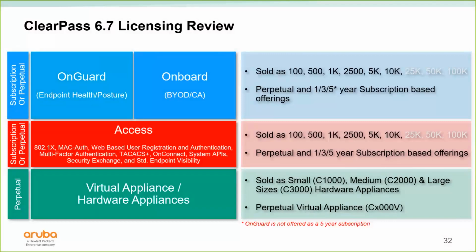From here, if you would like to add the ability to do the endpoint posture assessments for that health check, ensuring devices are good coming onto the network, then you would add OnGuard. Now, Access and OnGuard are both per-device licenses. So any device that you want to be able to run that scan on, you're going to want an OnGuard license. Now, Onboard is the odd child here because this is actually a user-based license. So for every user that you want to have your automated onboarding feel, you just add the Onboard license. This also gives you access to that certificate authority, or the CA, that we talked about.